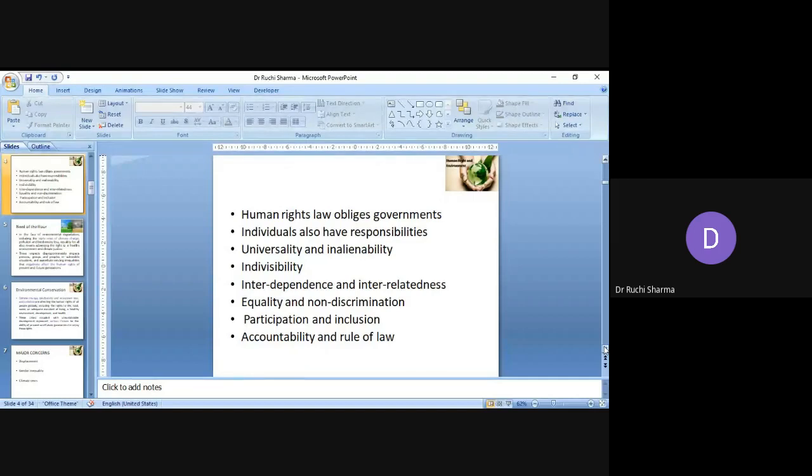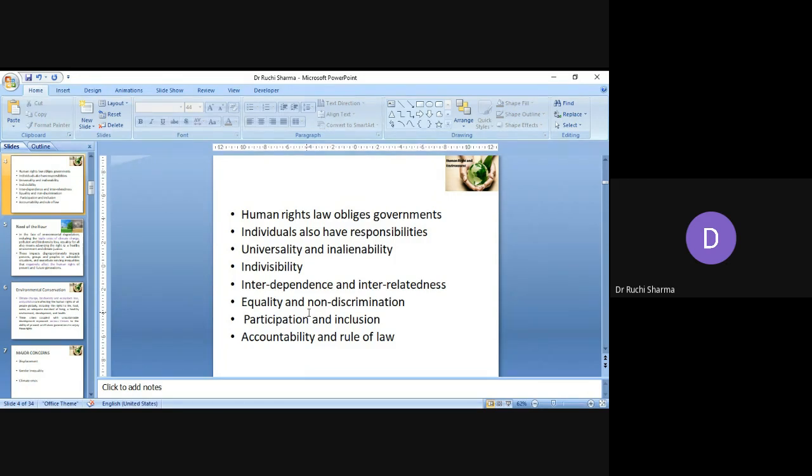Then coming to the fifth point, which talks about interdependence and interrelatedness, which says that the realization of one right often depends upon the realization of others. So if we are focusing on the right to education, then our right to health also depends on it, or the right to information. See, all these rights which we have are interdependent and interrelated.